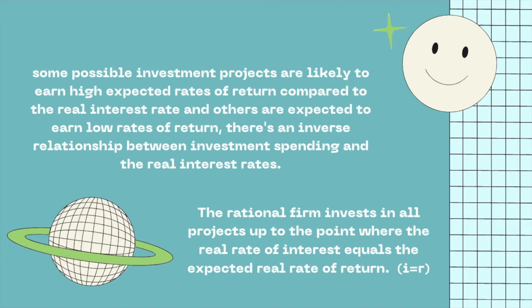Rational firms invest in all projects up to the point where the real rate of interest equals the expected real rate of return. So I equals R. Very few investment projects are available at extremely high rates of return, and so those opportunities are taken first.